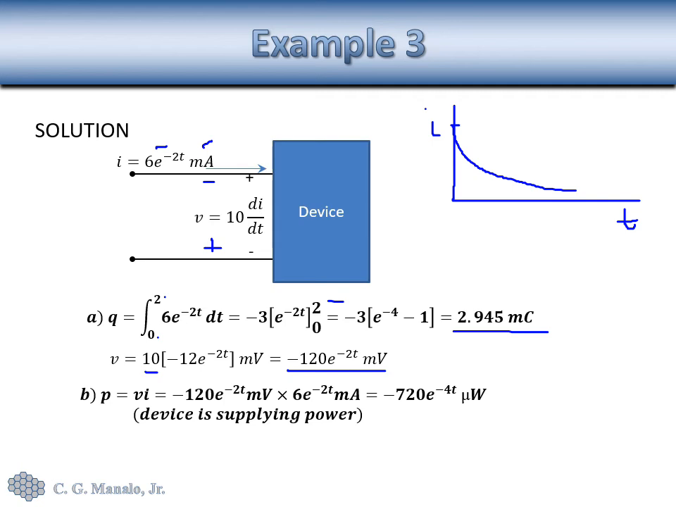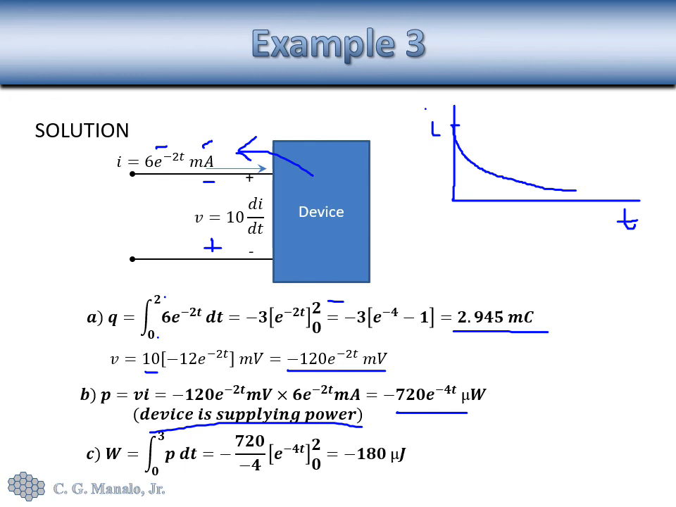Okay, so that will give us a millivolt unit. Now to get power, all we need to do is multiply the current entering the device and the voltage across the device, and that will give us negative 720. So since the power here shows to be a negative number, that would mean that the device is actually supplying power. So the device is not gaining any power, but in fact it is supplying power to the outside.